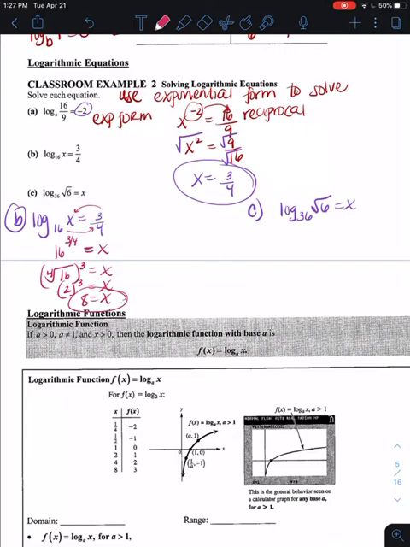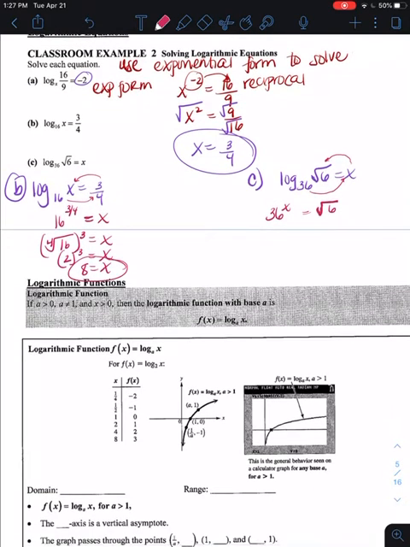Part C, same thing. I'm going to rewrite this in exponential form. 36 is the base. The exponent is x. So 36 to the x power is going to equal what's beside it, which is the square root of 6. So I'm trying to figure out what is the value of x. 36 to what power can give me a 6 back? Well, is it the square root of 6? All right, so 36 to what power gives me the square root of 6? Well, let's figure that out.